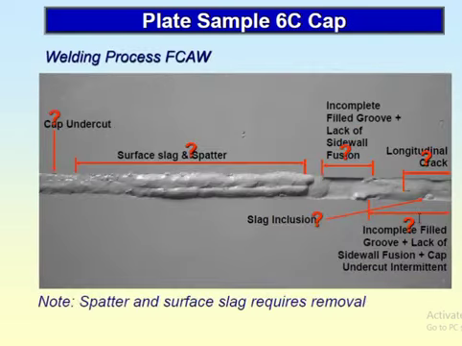Now you have to go to another test piece, which looks like this. You will 100% get this plate in your exam. Cap undercut is here. You can see surface slags and pattern slag inclusion, and this is incomplete fill groove. So you have to understand how these defects will come and how they look. On that basis, you can put your acceptance criteria or rejection criteria in your test piece, and from how much distance it is coming and what the defect is there, you have to write there.